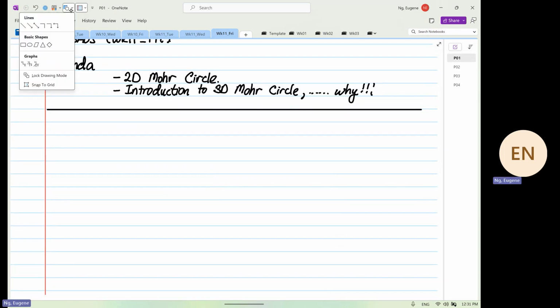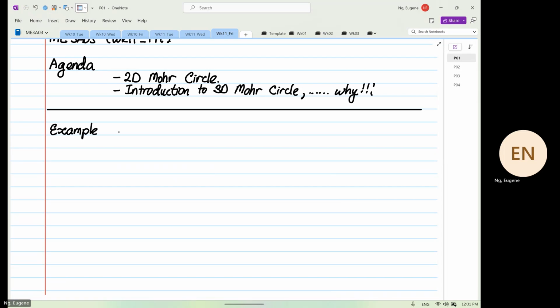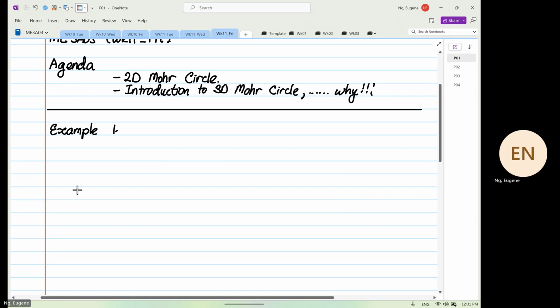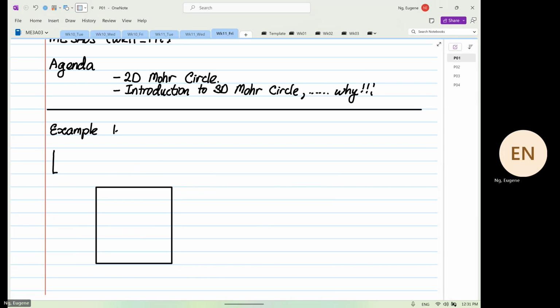Right. So the first thing we're going to do is an example. So we have an element. Okay. So this is our element. And then we're going to sketch our transformation. This is our X. And this is our Y. So we're going to look at this as a 2D problem first.